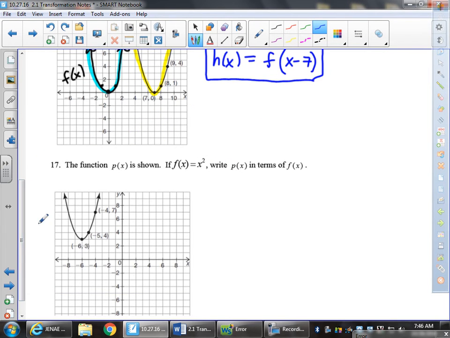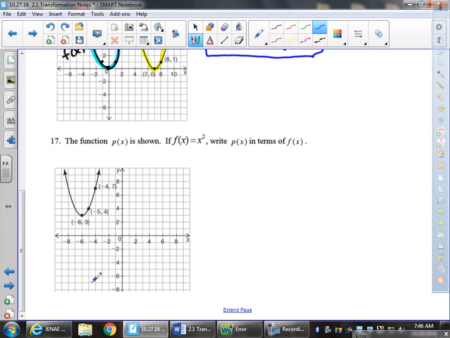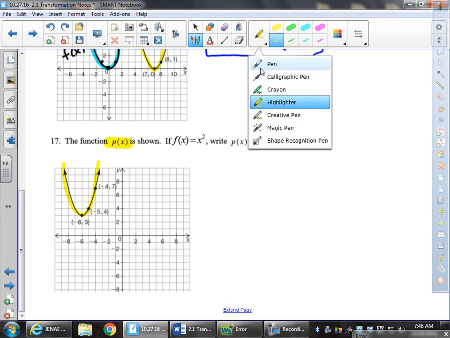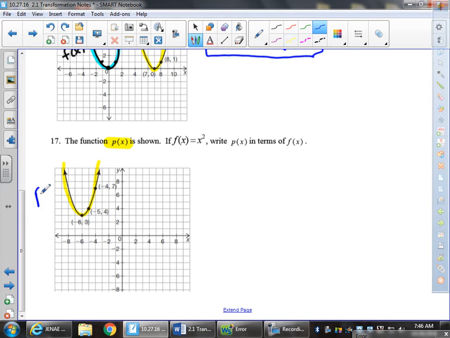17, we learned by practicing, so let's try again. 17, the function p of x is shown. If f of x equals x squared, write p of x in terms of f of x. Let's get our highlighters going. P of x is shown. So that means that I'm going to highlight this with the same color and label it P of x. If f of x equals x squared, write P of x in terms of f of x.